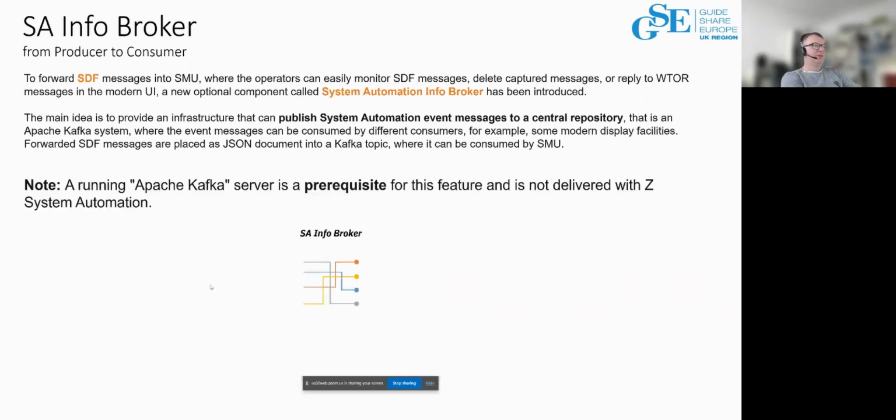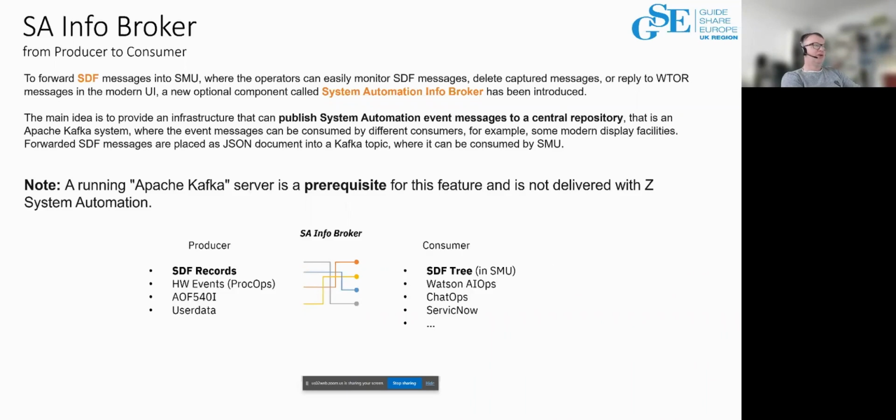So we developed the SA Info Broker, which sends messages from so-called producers to consumers. The first use case we had for this was that we wanted to send SDF records to something like an SDF tree in SMU.